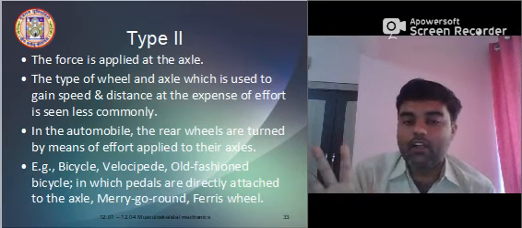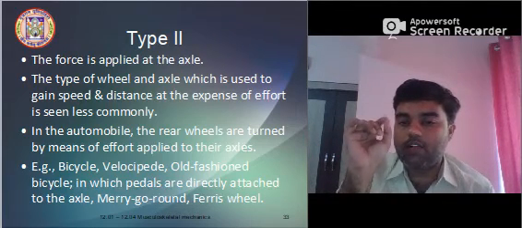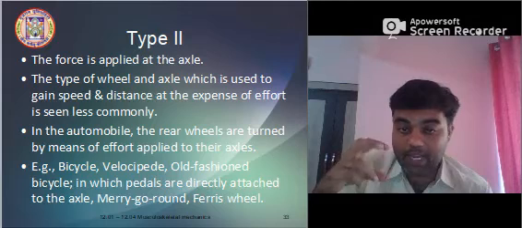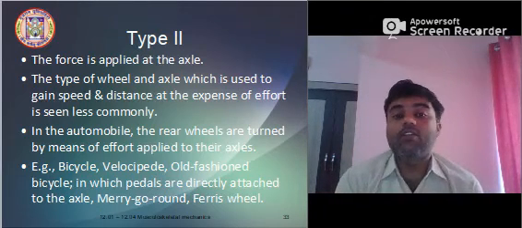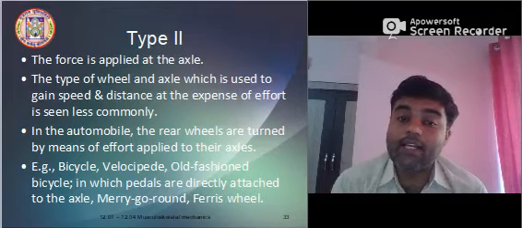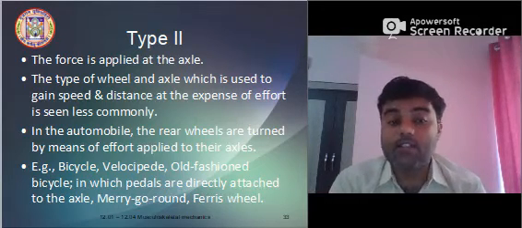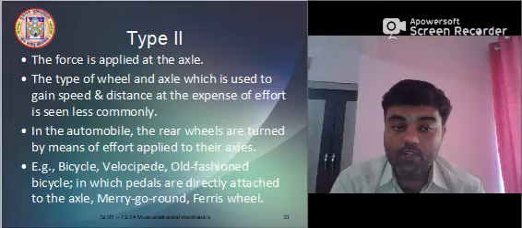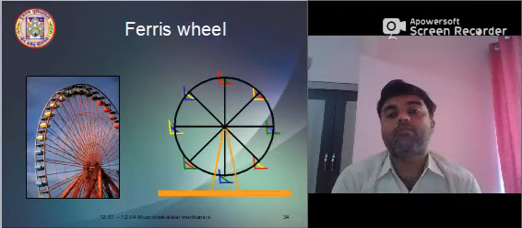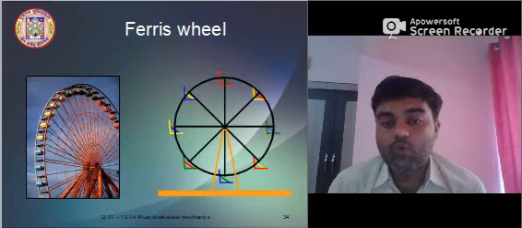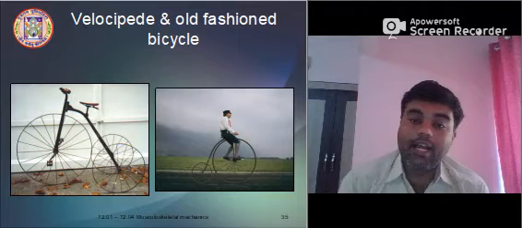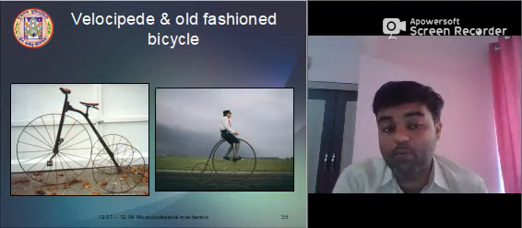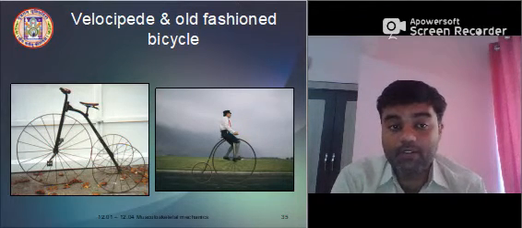See, don't get confused. Understand the bicycle: force is given by the axle. Velocipede, the old-fashioned bicycle in which the pedals are directly attached to the axle. Merry-go-round, Ferris wheel. See in the other slide, you understand. Force is given by the axle, not the rim of the wheel. If it is the rim of the wheel, then it will go to type 1.